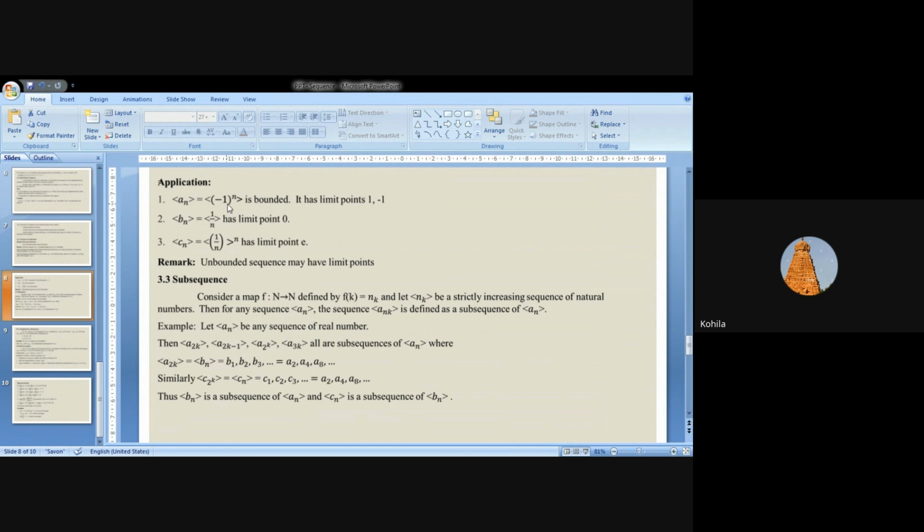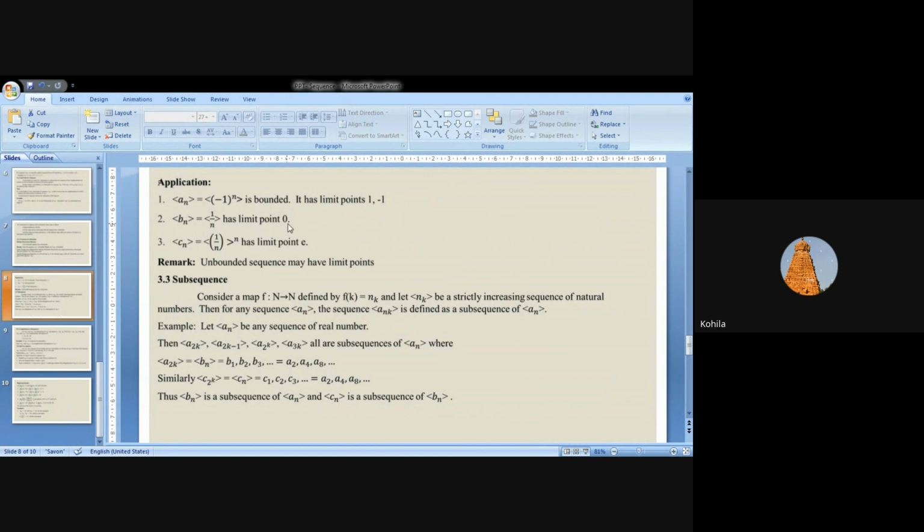a_n equal to minus 1 power n is bounded. We know that it has limit points 1 and minus 1, so the lower limit and upper limit exist. So the sequence is bounded. Then b_n equal to 1 by n. This example is known to everyone. Its limit point is 0: 1, 1 by 2, 1 by 3, 1 by 4.